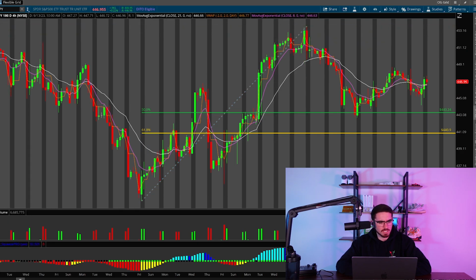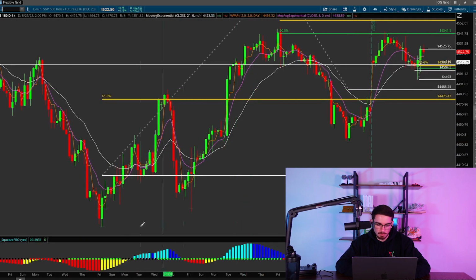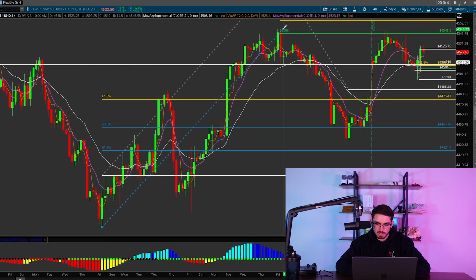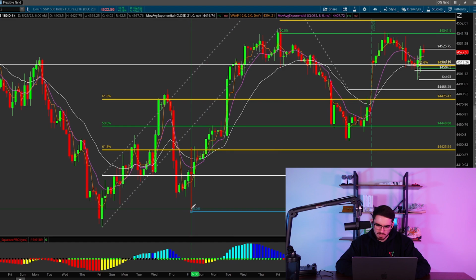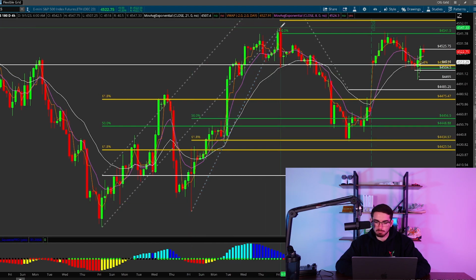I believe it was ES. So if we head on over to the ES futures and we go to the 4-hour time frame and we take this pivot low to pivot high. No, it wasn't that one. I think it might have been this one. Perfect. Okay. So let me clean this up for you guys right here.